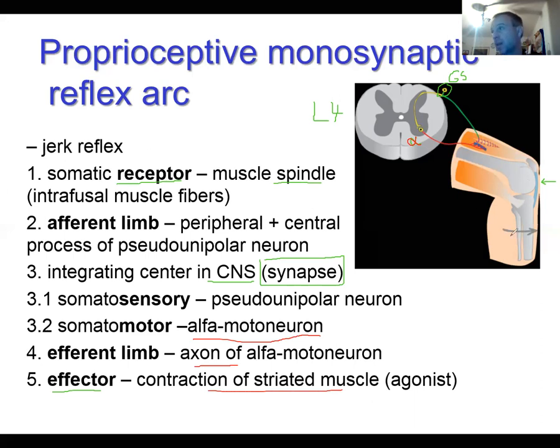And this reflex, what does it test? It tests if the muscle is okay, if the afferent and efferent nerve fibers within the peripheral nerves, and in this case is the femoral nerve. So if the femoral nerve is okay, and of course if the corresponding segment of the spinal cord is okay. In this case it's L4. Yeah? So this is used in neurology.